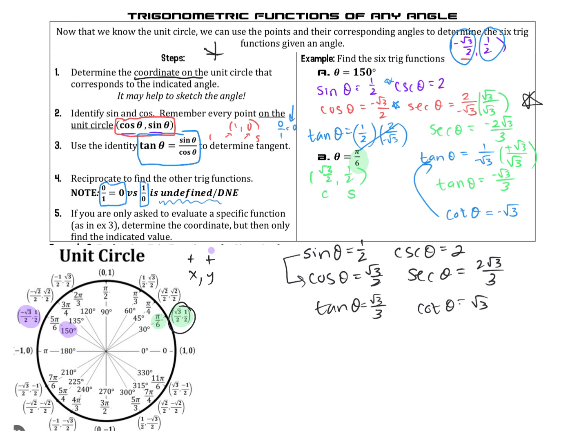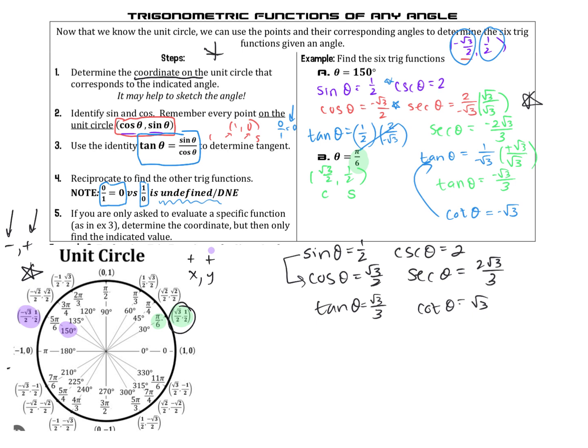If we're in the second quadrant over here, we know that our x is negative and our y is positive. Thinking about the trig functions, that means that cosine is going to be negative, sine is going to be positive, and if I divide those two values, which is how I get tangent and cotangent, that means that everything else is going to be negative.